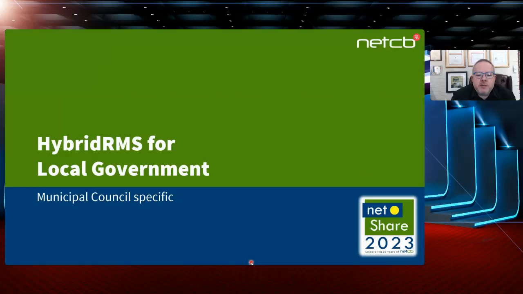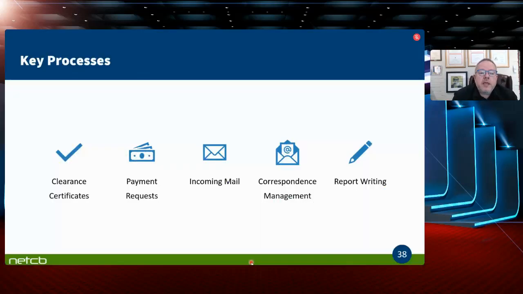Our records management system is very much designed for government agencies and specifically for municipalities. So it's very particular in the way we structure it, although it can be very well adjusted for government departments, etc. as well. Key processes that we quite often find in municipal processes are clearance certificates, payment requests, incoming email, correspondence management, and the report writing processes. These are your typical type of systems that you find in this space.